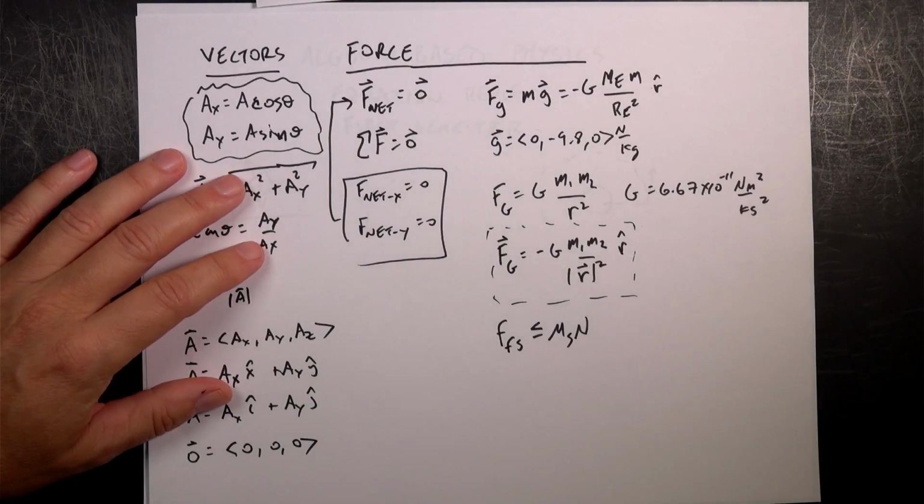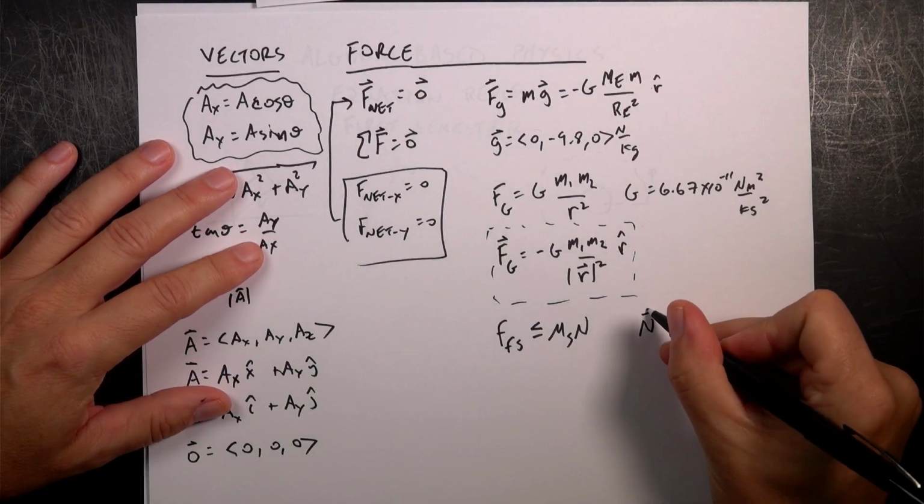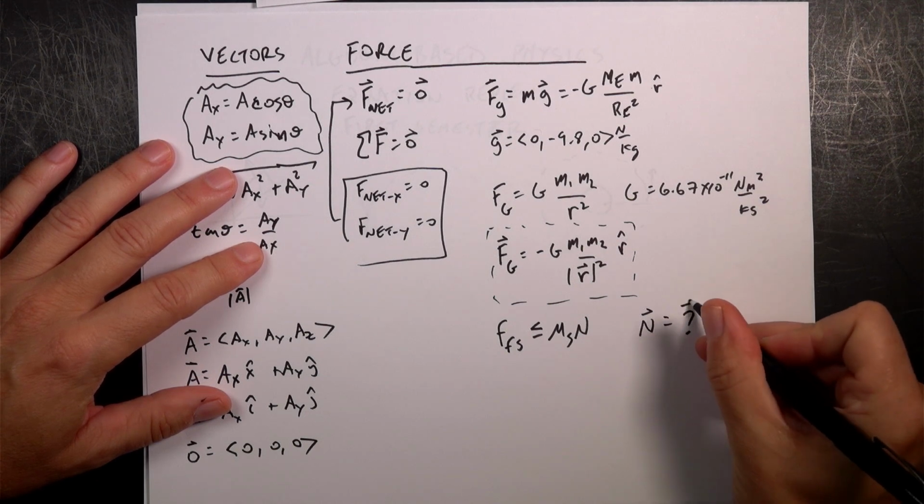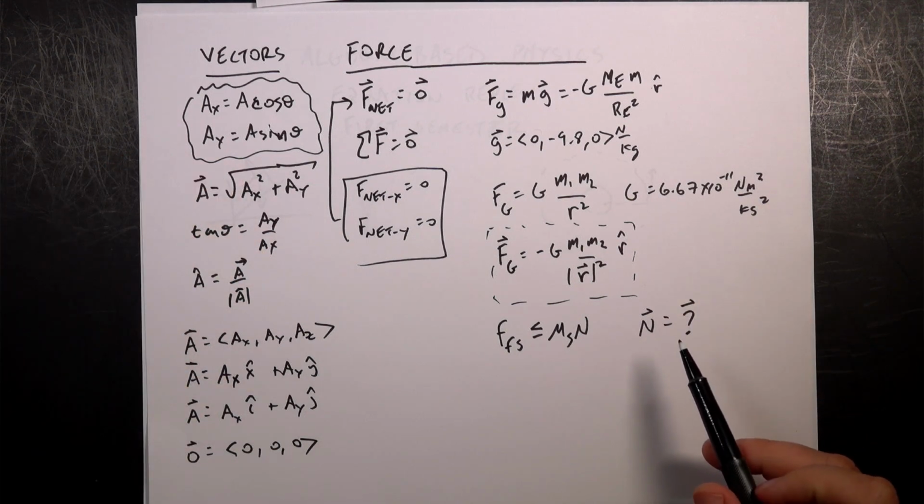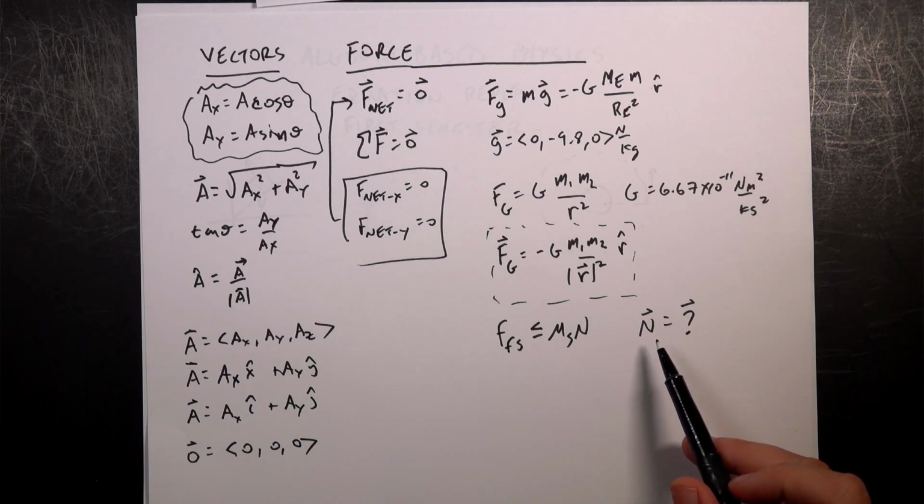So I should put over here n equals question mark as a vector, right? There is no equation for the normal force. It's a force of constraint. It says I'm going to push perpendicular to the surface however much I need to do to prevent that thing from going through the surface.